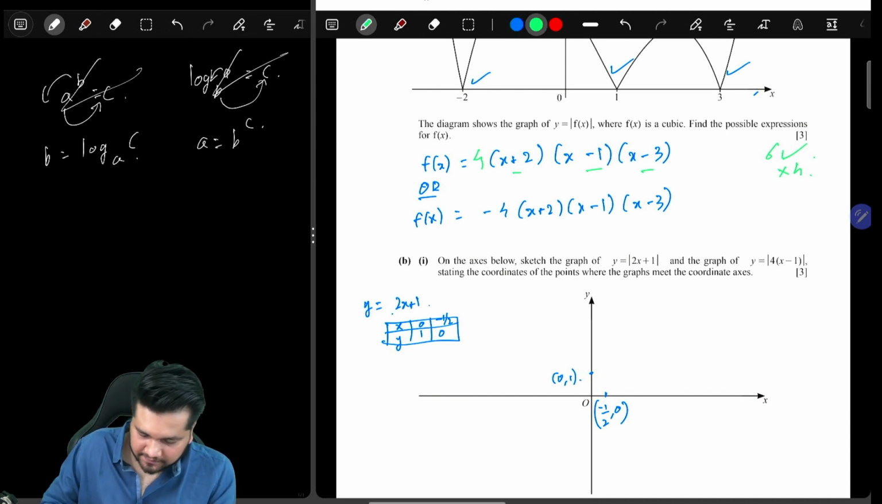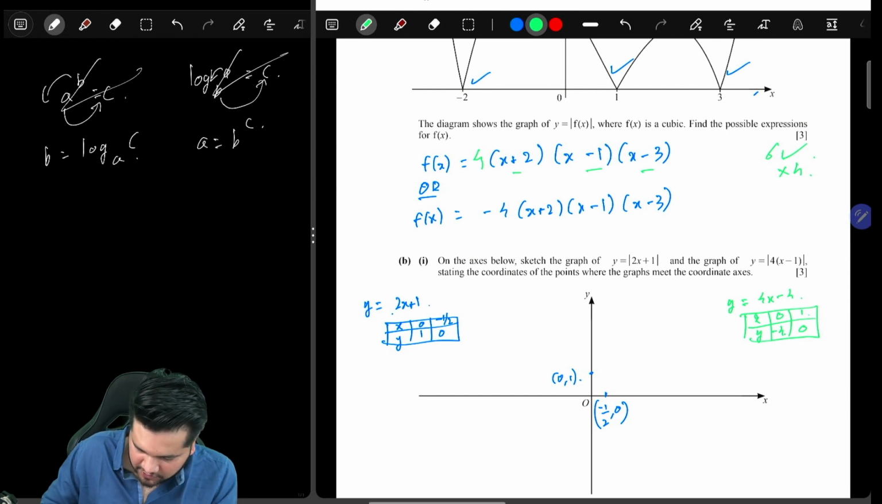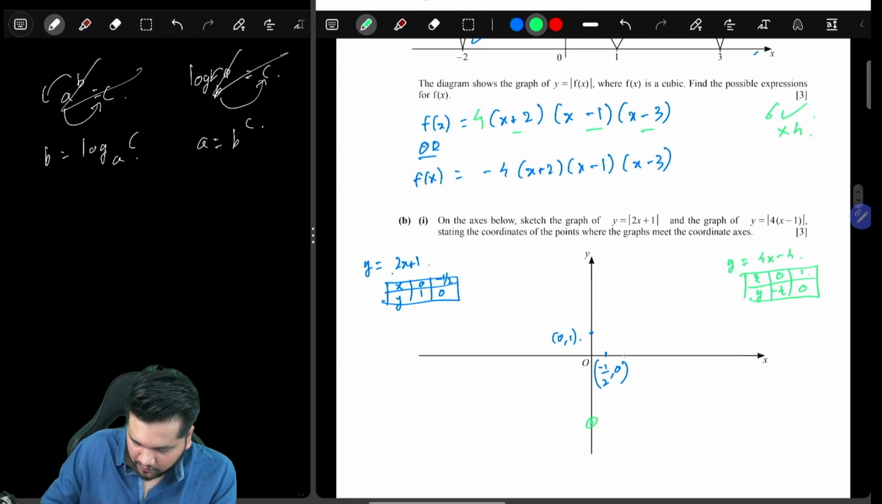Now for the other line, here it is y is equal to mod of 4x minus 4. So I'll consider a line which is 4x minus 4. Again, I'll make this box, then x, y values. If I put x is equal to 0, y is equal to minus 4. If I put y is equal to 0, x is equal to 1. Right? So here 0 comma minus 4 would be one of the coordinates, which is somewhere here, like this, and 1 comma 0, which is somewhere here.